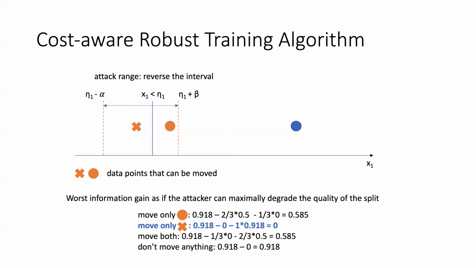Then we compute the worst information gain, as if the attacker can maximally degrade the quality of the split. Since we have two data points that can be moved, each data point has two choices to be either on the left side or the right side of the split. There are 4 cases in total. By enumeration, we know that moving only the cross data point to the right side has 0 information gain, which is the worst information gain in all cases.